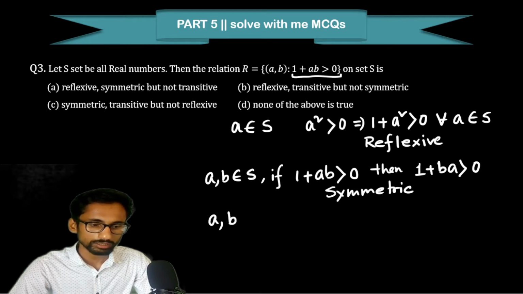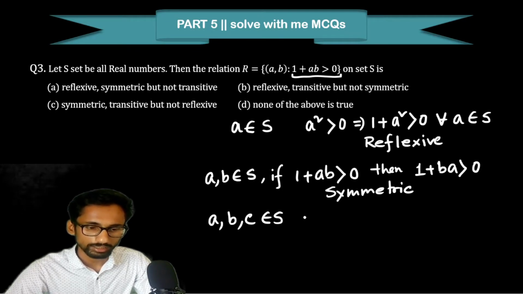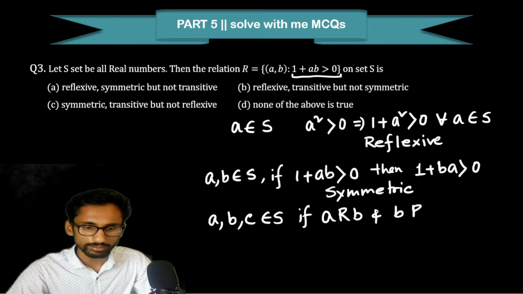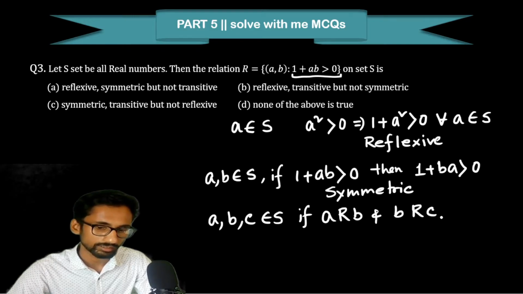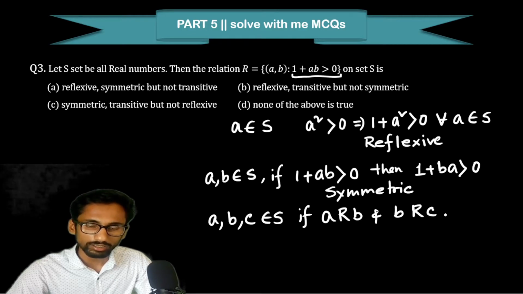Now, is it transitive? For that, we need to consider three real numbers a, b and c. And we are assuming that a is related to b and b is related to c. Now we need to check, is a also related to c?